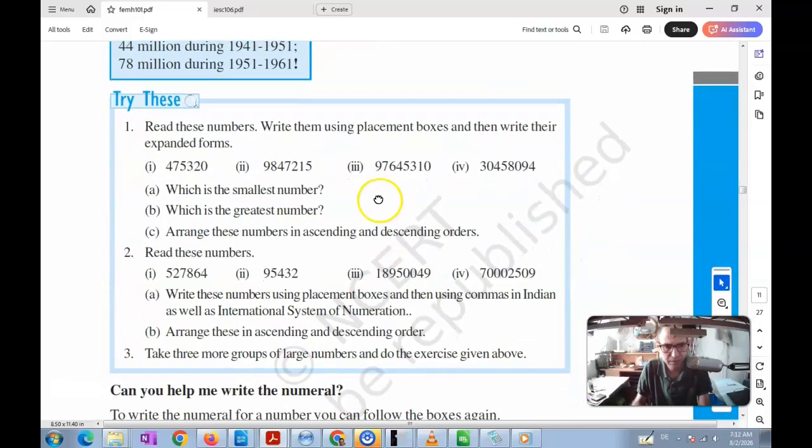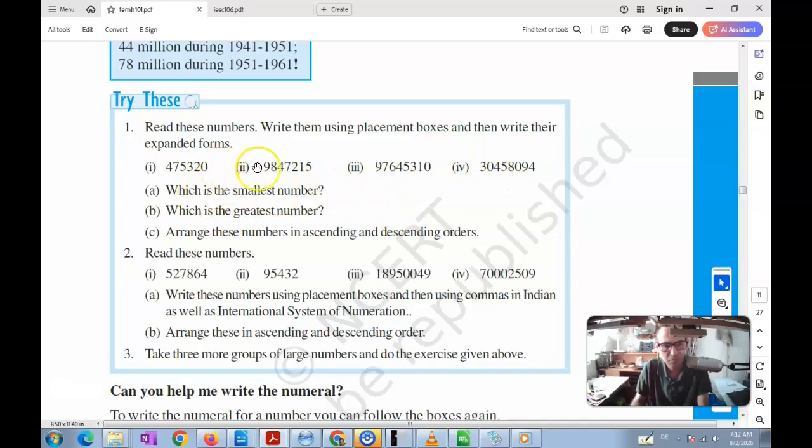So now let's take a look at these exercises a little bit. Let's see if there is anything important in them. So you want to read these numbers, write them using the placement boxes, and then write them in the expanded form. This is something that you could do if you at least do a couple of them. You don't have to use the placement box if you don't want to. You can just simply use commas, and then you can expand them. You can write their names in English and so on and so forth. So you don't have to take the video's time for this.